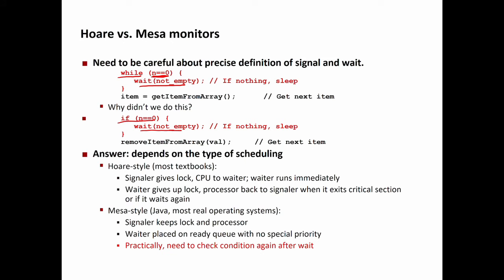So basically, in most textbooks we have OR style, and it's basically this idea. And Mesa style is what in reality, in Java and most real operating systems, basically happens. The signaler, the thread that does this notification or signaling, keeps the lock and the processor. The waiter is placed on the ready queue with no special priority. So basically, you need to check the condition after each wait. This is the very important thing.